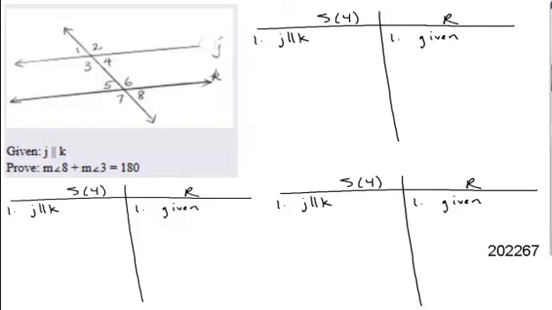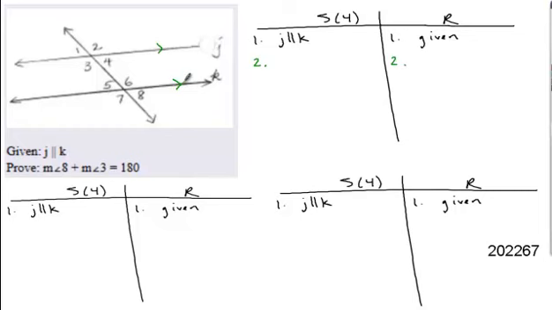Let's go through that one then. So in a problem like this, if you start with your given information, J is parallel to K, and that means a lot. There's a lot of different ways that you can approach the angle relationships here.